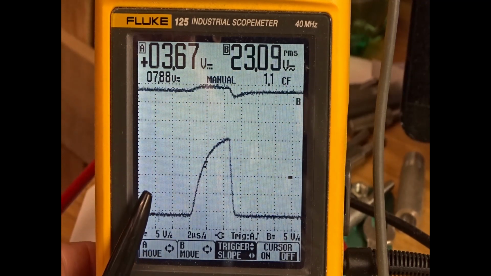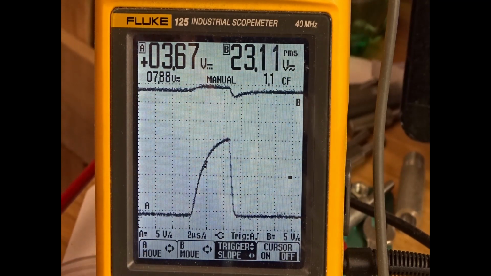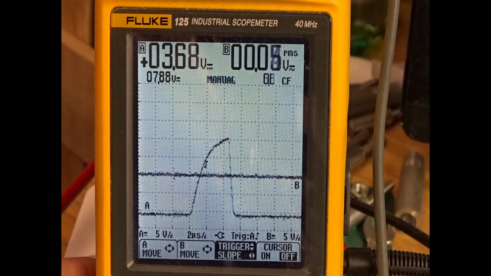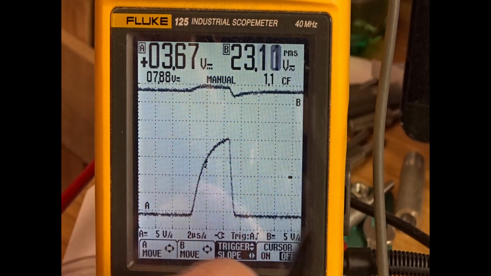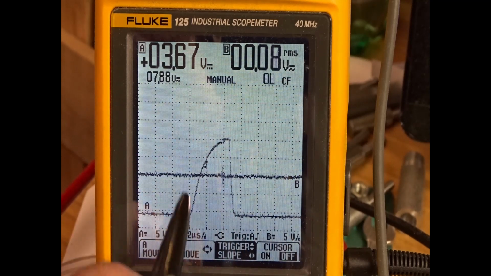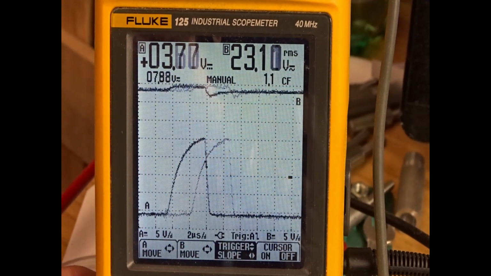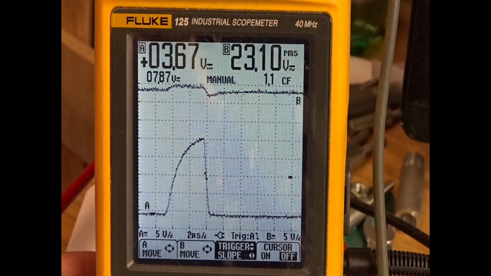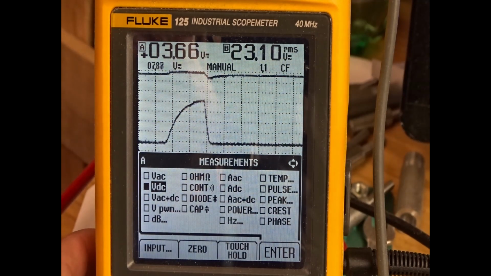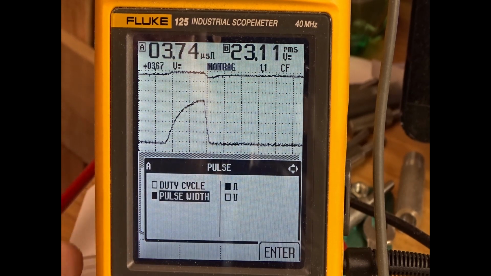lead, and I need a minimum of 4 for the motor. So I'm playing a bit close. I'd like to be able to lengthen that pulse or make it into a square wave. So to be able to, I just wonder, pulse width.